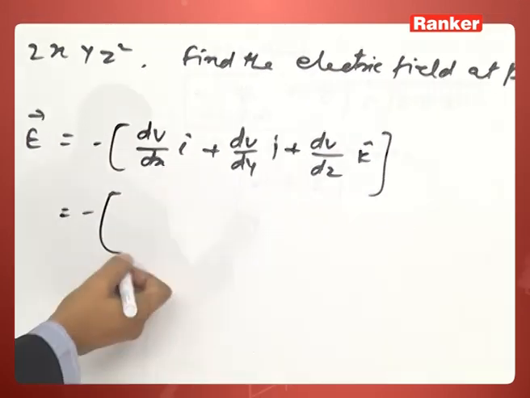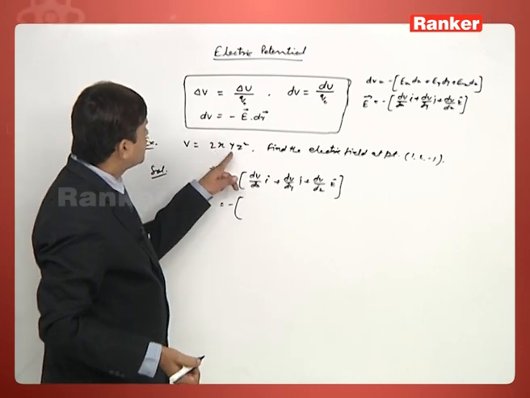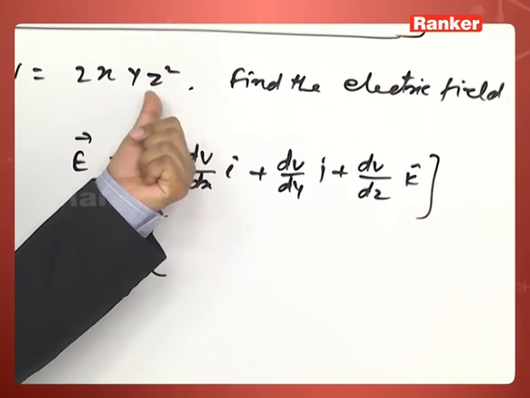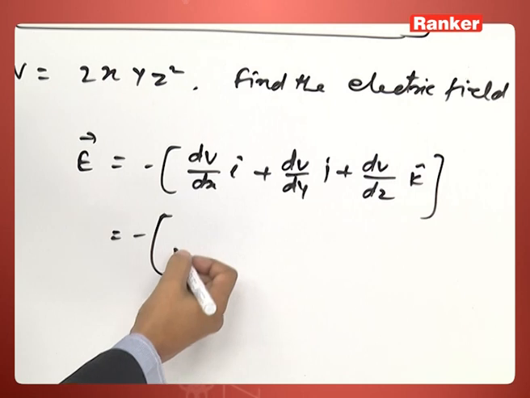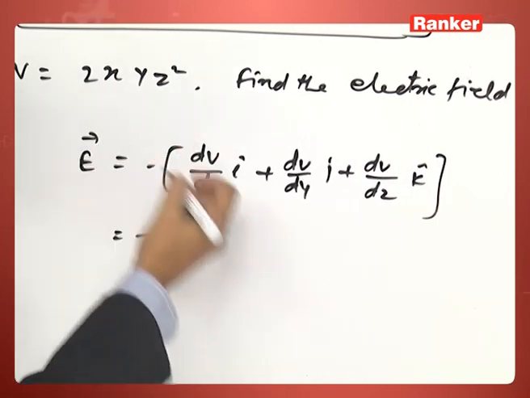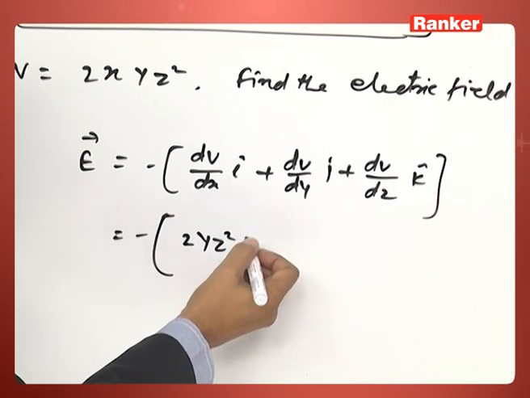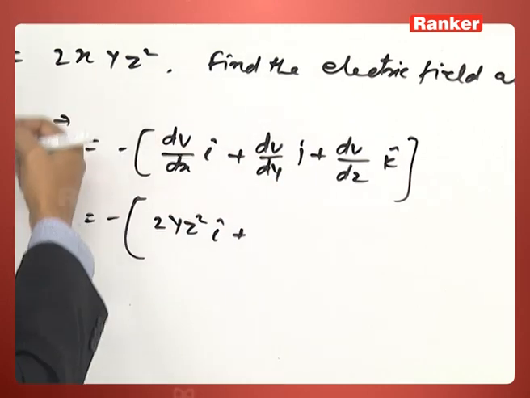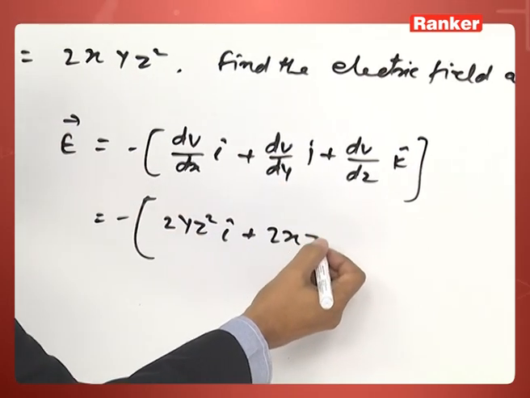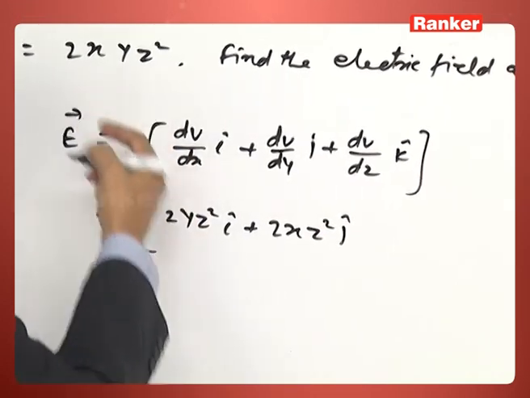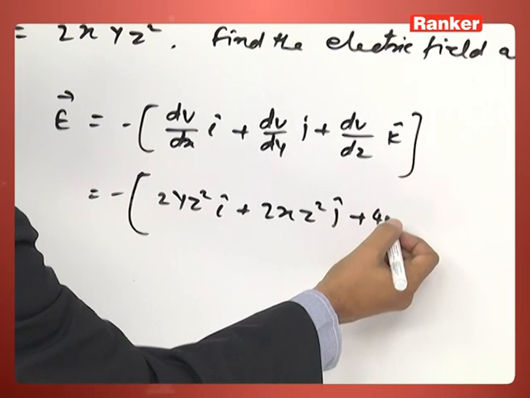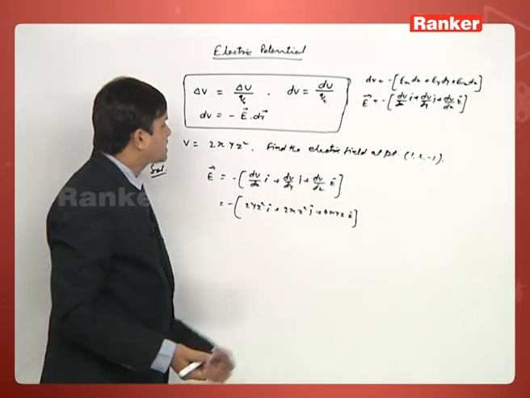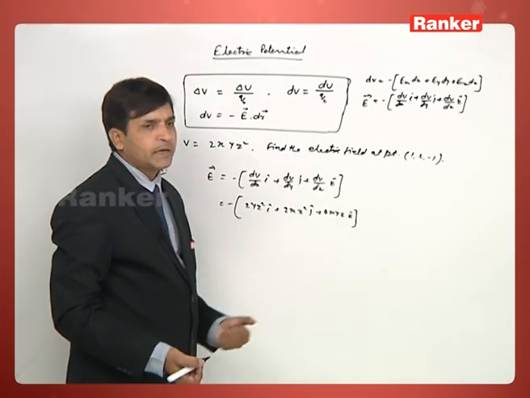Now, potential function is given as 2xyz square. When we are differentiating with respect to x, keeping y and z as constant, this relation becomes 2yz square i cap, plus, keeping x and z constant, it becomes 2xz square j cap, and then plus 4xyz k cap. So this is the value in terms of i, j, k cap vector.